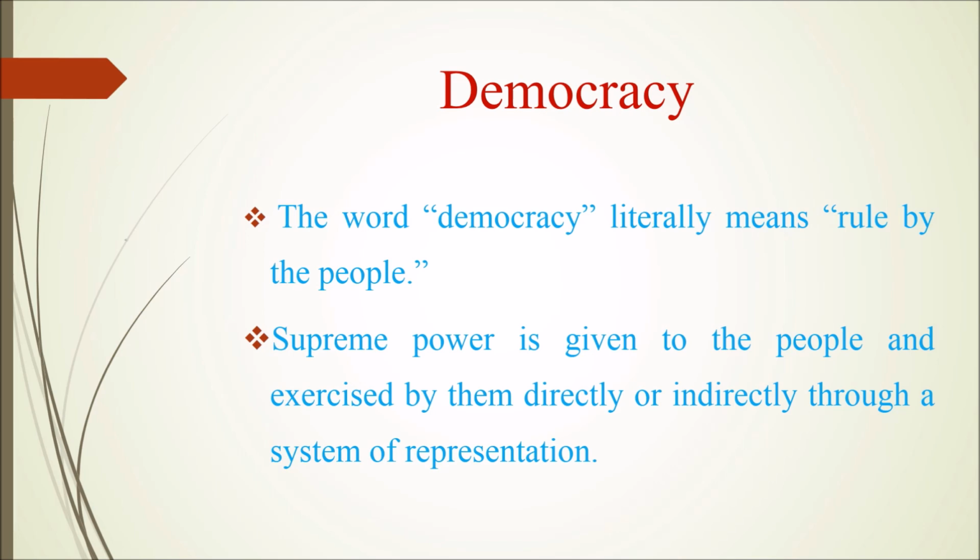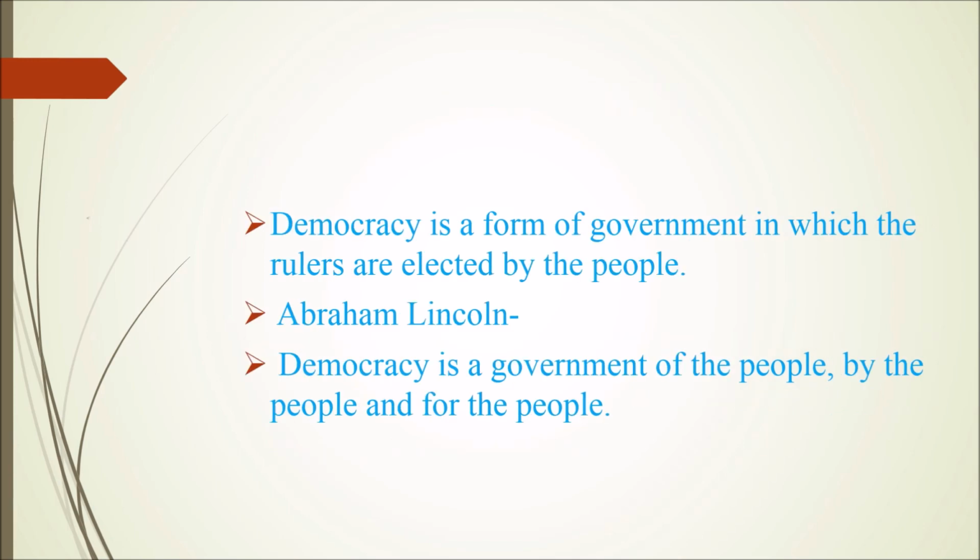The word democracy literally means rule by the people. In other words, supreme power is given to the people and exercised by them directly or indirectly through a system of representation. So, democracy is a form of government in which the rulers are elected by the people. According to Abraham Lincoln, democracy is a government of the people, by the people, and for the people.